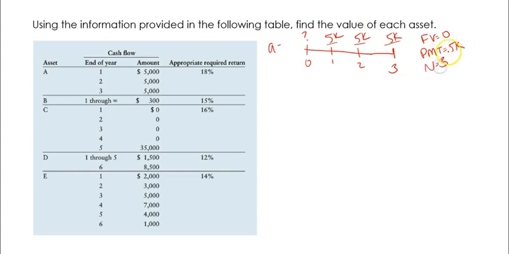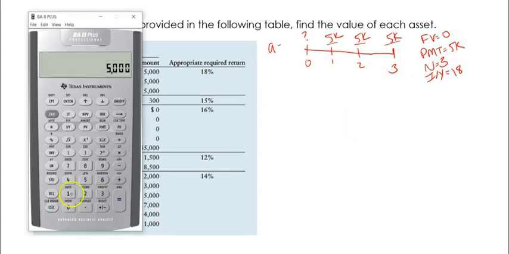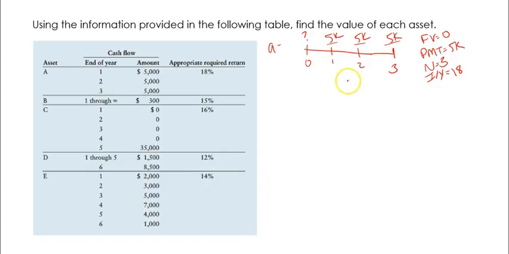3 years, and a discount rate of 18%, so we can calculate the present value. So $5,000 payment, no future value, 3 years, 18%, compute the present value of $10,871.36. That's the present value of this one.